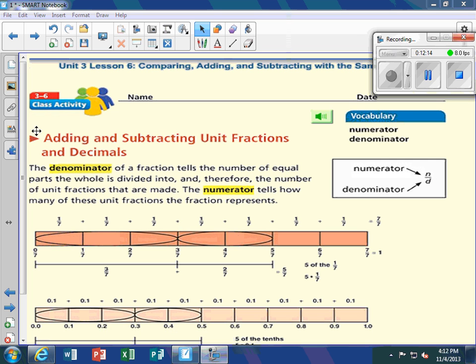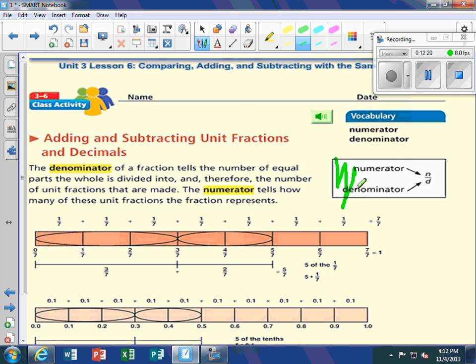In your black notebook, go ahead and write down numerator and denominator, N and D. N over D, I like to remember North Dakota. North Dakota, N on top, denominator on bottom. Numerator on top. So the denominator of a fraction tells the number of equal parts the whole is divided into, and therefore the number of unit fractions that are made. The numerator tells how many of these unit fractions the fraction represents.